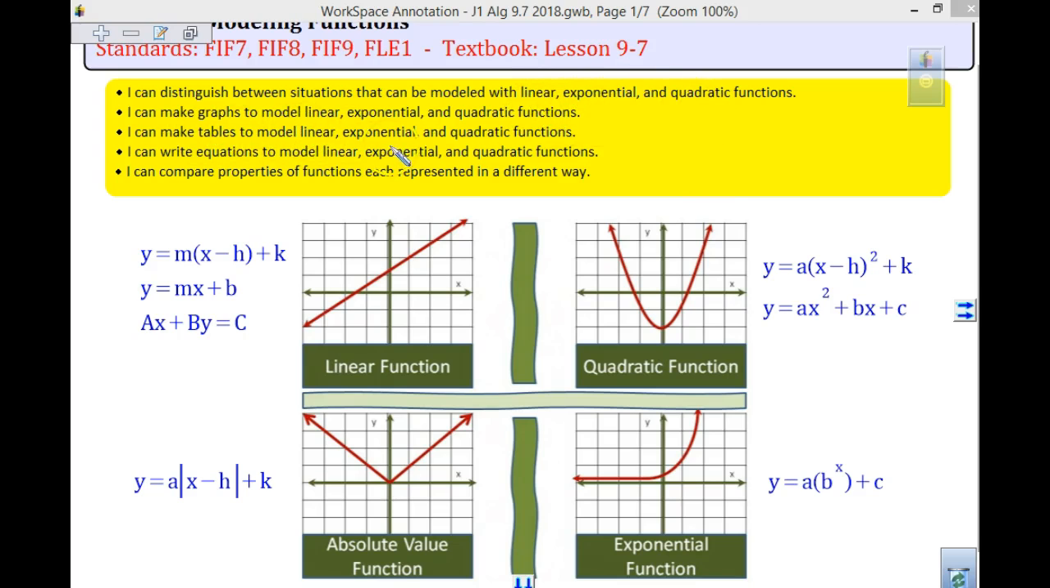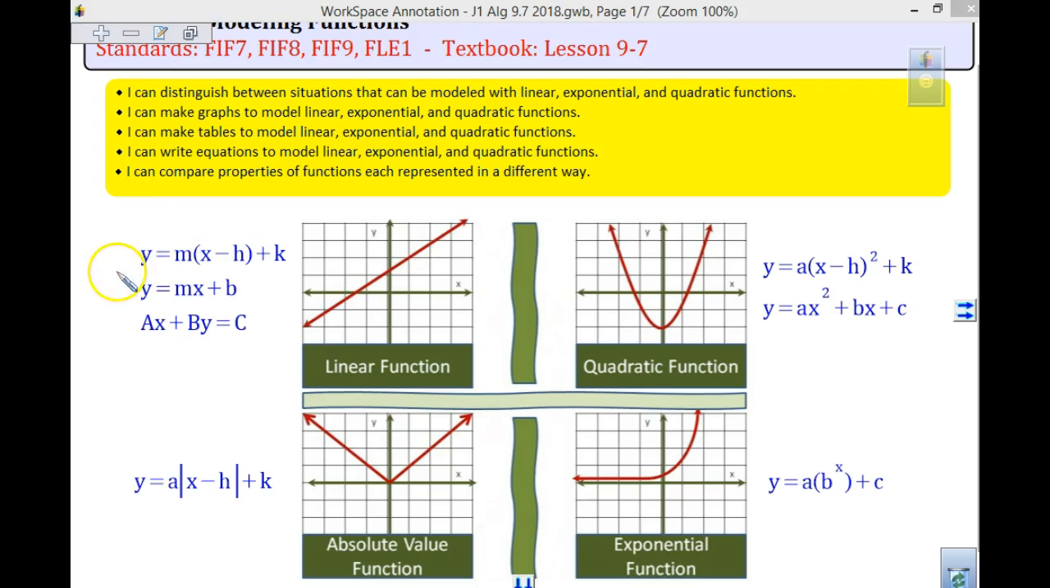You need to be able to make a graph of each one. So I might give you a table and ask you to make a graph. I might give you an equation and ask you whether it's linear, exponential, quadratic, or absolute value. You need to be able to write the equation, though you'll notice on the board that with question 15, you don't have to write the equation, because it's just not as easy to write for some quadratics when the vertex is over and up. Some of those you don't have to get too worried about, but most of them you should be able to do, and then you can compare functions represented in different ways.